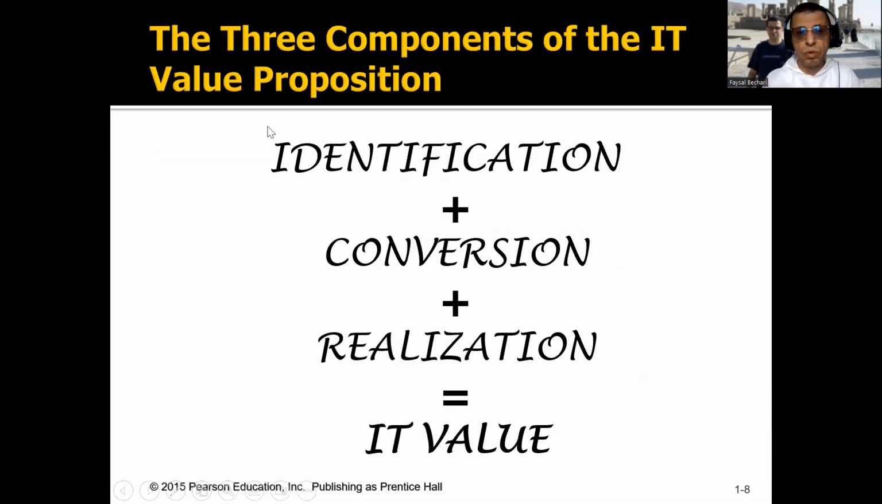But to do that, you first need to look at the components of IT value. What kind of components are there? First, we need to do identification, then conversion plus realization. And it's through identification, conversion, and realization that IT value comes.